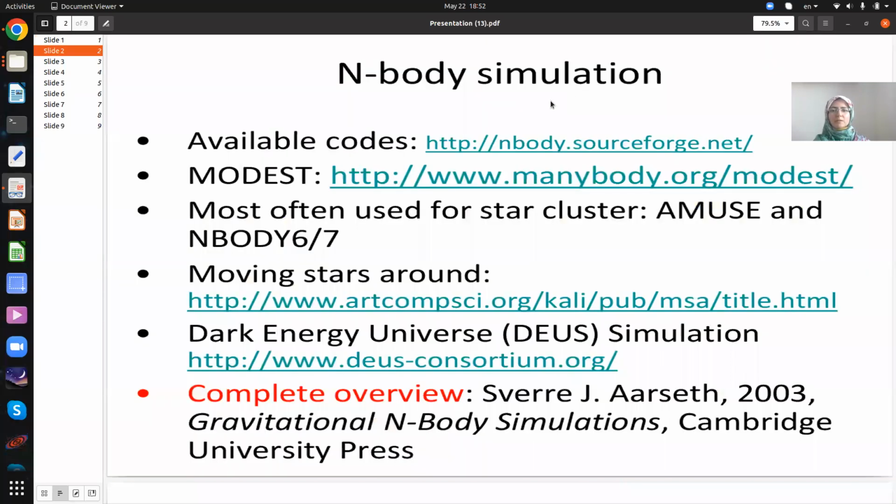You see here the n-body simulation. We have different sources of study that you see. Also for dark energy and a complete overview, as you see, the gravitational n-body simulations from Cambridge University Press and others.